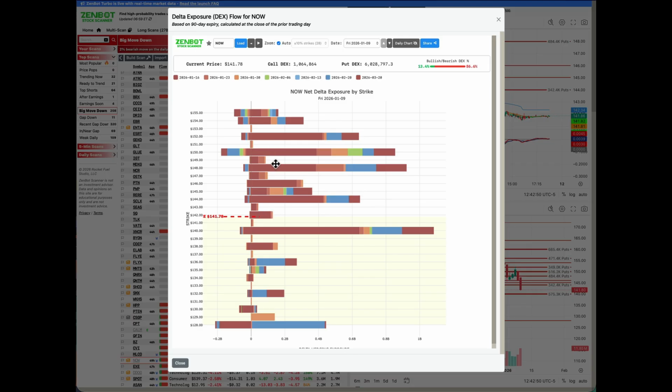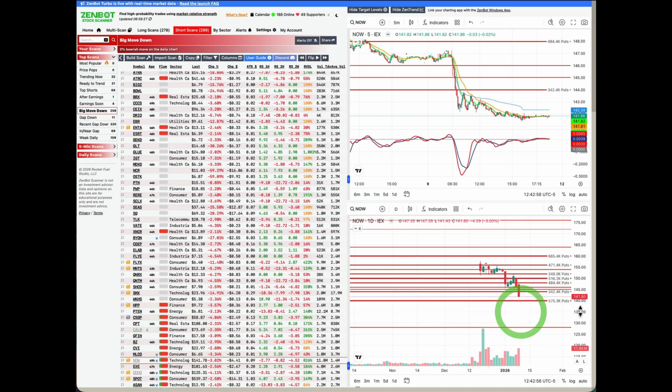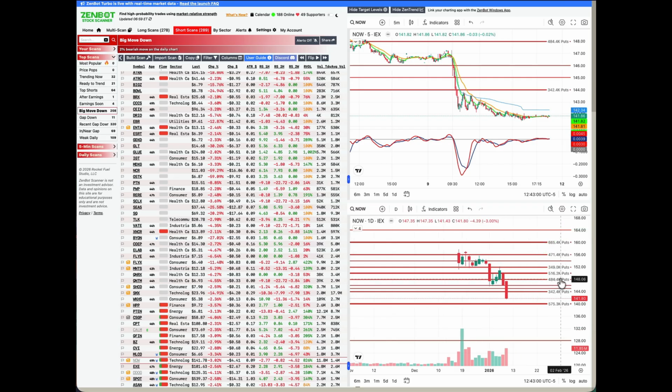And likely what will happen is that price will keep falling down to the 140 level and might take a bounce. And so if we see the daily chart, we can see those same put walls visible on the daily chart all the way down. So if this stock puts a nice bounce in, it might be a good reshort down to the 140 level.